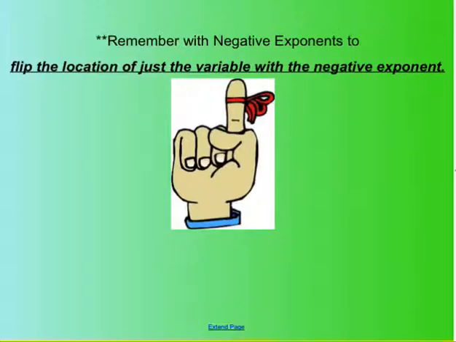Here's one thing that's really important. Remember with negative exponents that you're going to flip the location of just the variable with the negative exponent. You're only flipping the thing with the negative exponent. If it has a coefficient involved, you're not going to flip the coefficient. You're just flipping the thing with the negative exponent. So just keep that in mind as we move forward.